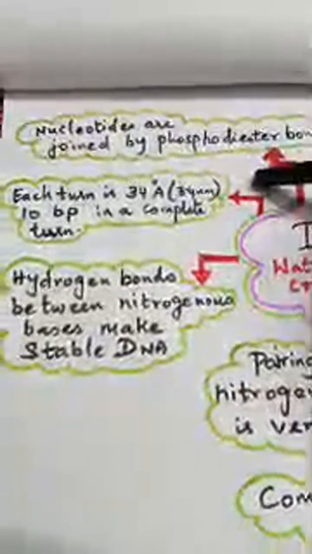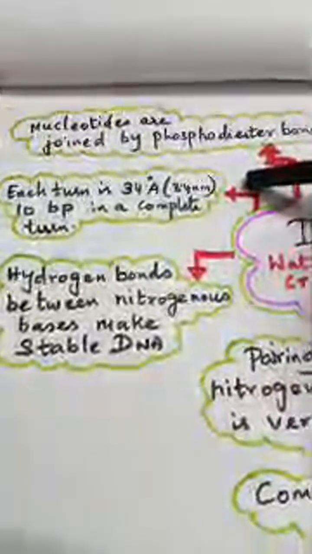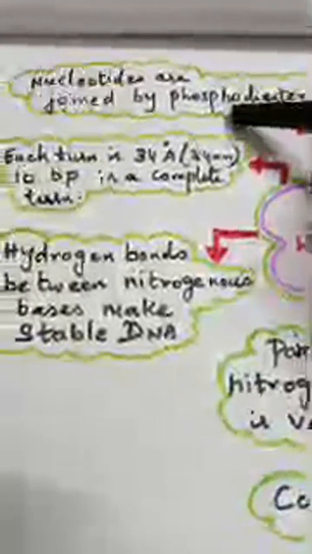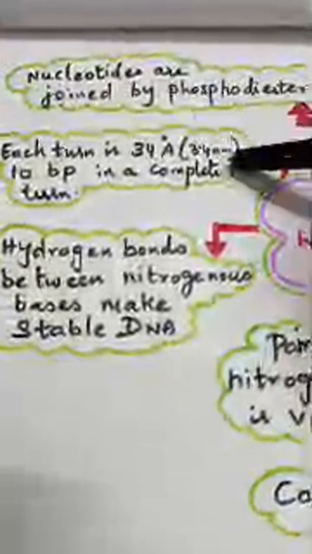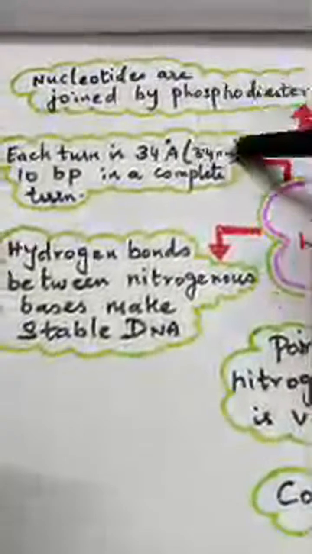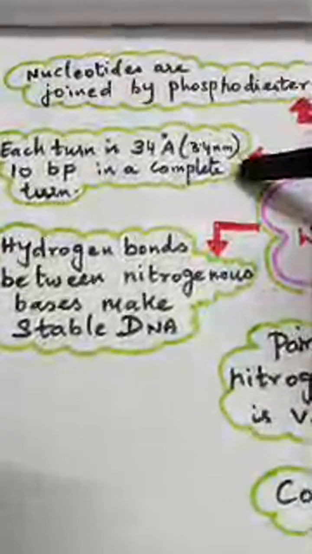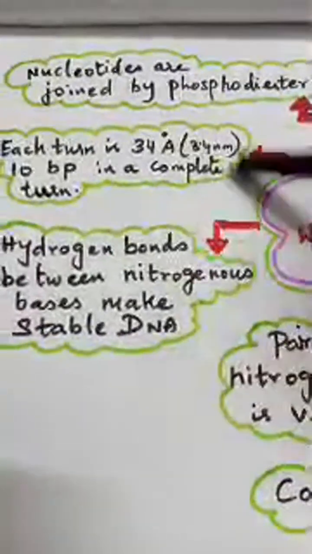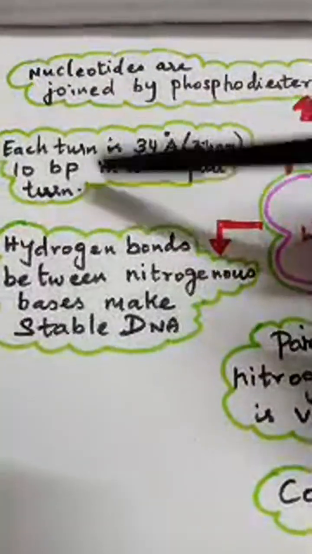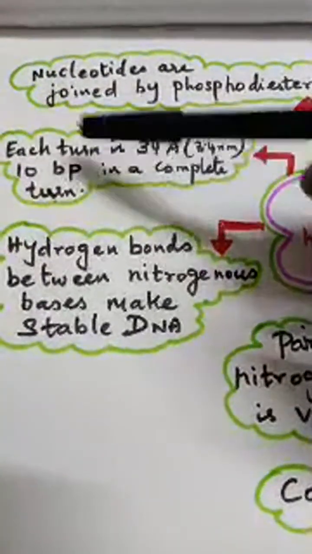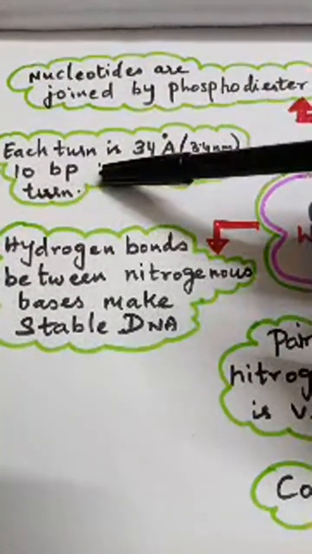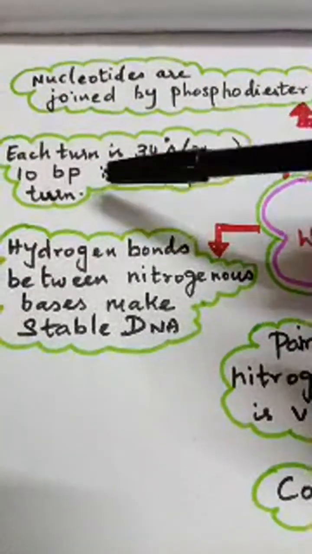And then we have seen one more point, that each turn of the double helical structure which was proposed by Watson and Crick is 34 Angstrom, 3.4 nm. Understood? And a complete turn will have 10 base pairs. What are the base pairs? Nitrogenous base pairs only: adenine, thymine, cytosine, and guanine. So a complete turn will have 10 base pairs between them.